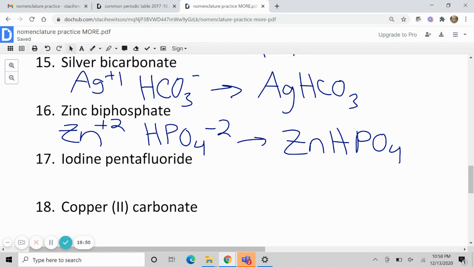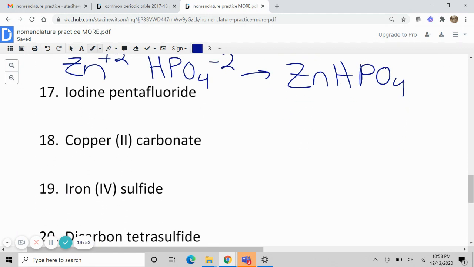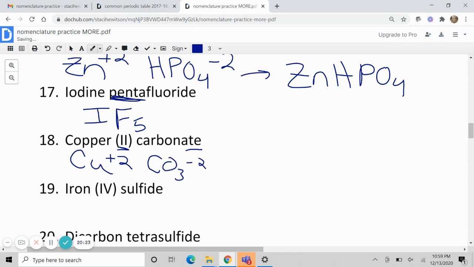This one, iodine pentafluoride. Penta means 5. So that means I'm not crisscrossing charges because this is covalent. So I just do what the prefixes tell me to do. It says iodine pentafluoride, so that's IF5. That's it. Copper 2 carbonate. Copper is Cu. It's telling me the charge is +2, so I don't even have to look it up. And carbonate is a polyatomic ion, CO3 with a -2 charge. So +2 and -2 are going to cancel, and it's going to be CuCO3.